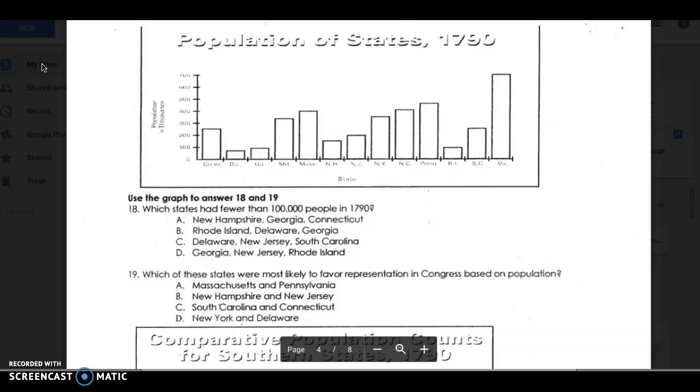19. Which of these states were most likely to favor representation in Congress based on population? A. Massachusetts and Pennsylvania. B. New Hampshire and New Jersey. C. South Carolina and Connecticut. Or D. New York and Delaware.